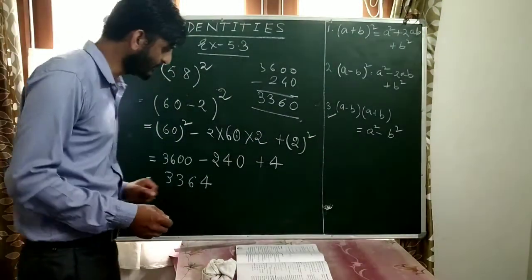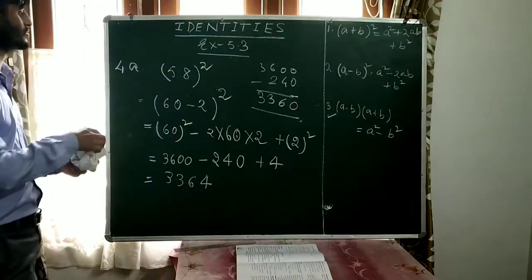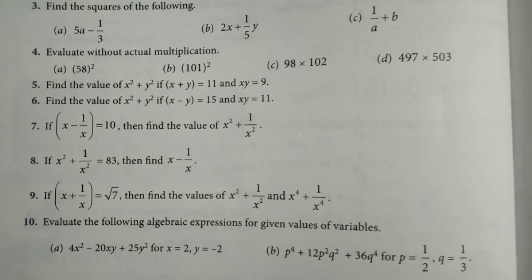So question number 4. Which question will we go to? Question 4c. Let's go to question 4c, where we can understand that splitting and using these identities will help us very carefully and easily in our different types of problem solving. Okay, let's go for question number 4c. What is the question? 98 multiplied by 102.